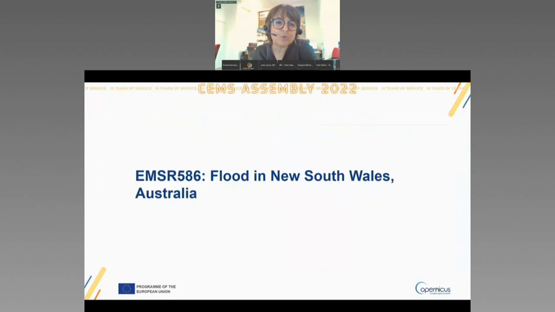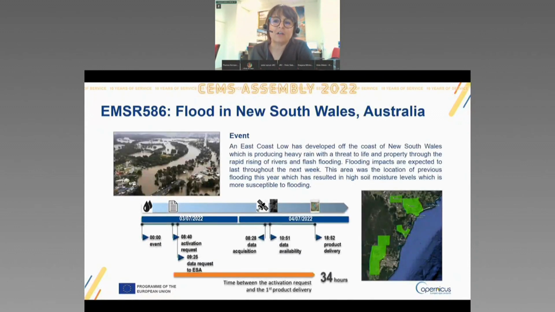Now I would like to show you a completely different activation, similar to the activation that is now ongoing in support of the Australian authority. It is again a past activation that we worked on in July this year, where the Australian authorities triggered the rapid mapping service for a huge flood in New South Wales due to prolonged heavy rain.